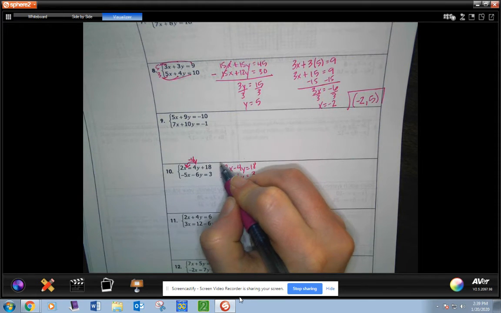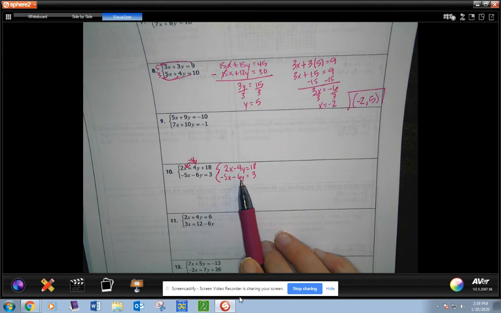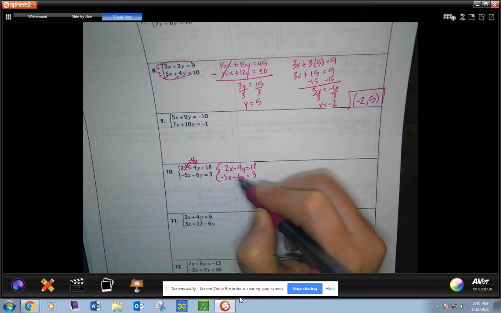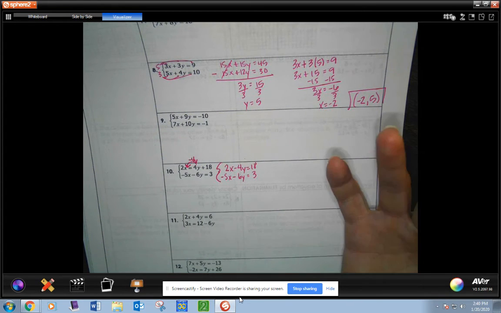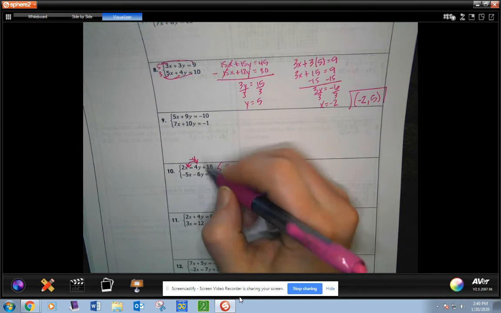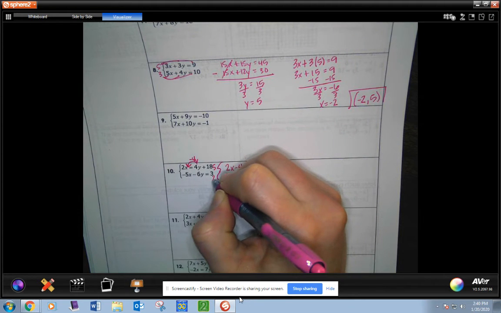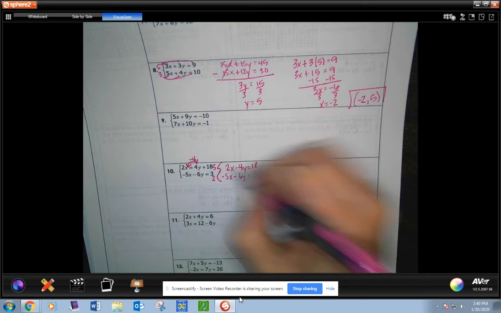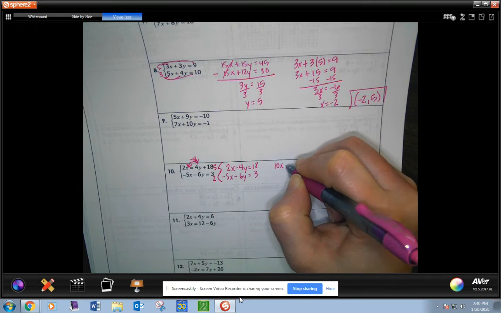Now, I'm going to do the same little bracket that they have. If you notice, you don't have the same numbers. So we can either switch the 2 and the 5 for x or the 4 and the 6 for y. It's easier to multiply by 2 and 5 than 4 and 6, so I'm going to put a 5 on the outside and a 2 on the outside. 5 times 2x becomes 10x. 5 times negative 4 becomes negative 20y. And 5 times 18 becomes 90.